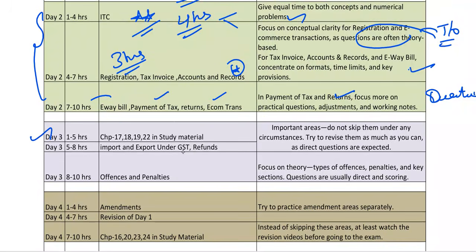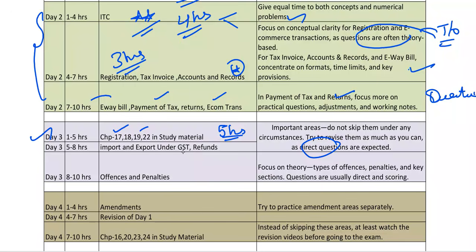Day 3, I have given you 5 hours. These consist of the demand and recovery chapter, assessment area, search and seizure. So these are the chapters included here. The reference is the study material. Under any circumstances, please do not skip these areas. I consider these very important areas, because straight questions may be coming from these areas. So I don't want you to skip them. Direct questions are mostly expected from these areas.